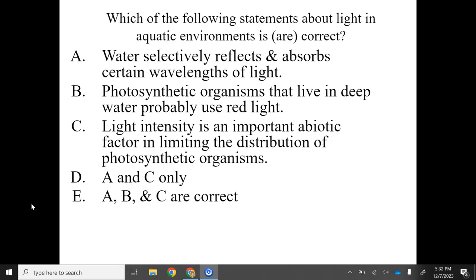B is not correct because remember we said that the algae that live towards the bottom of the ocean tend to be red algae, which means they're not using red light. Red light has the least amount of energy of all the wavelengths, so it has the hardest time getting down to those deep ocean depths. Blue light tends to have much more energy and tends to be able to make it down a little farther.